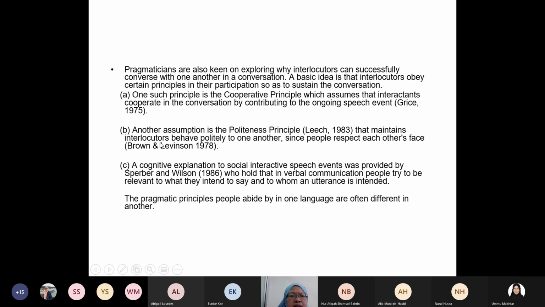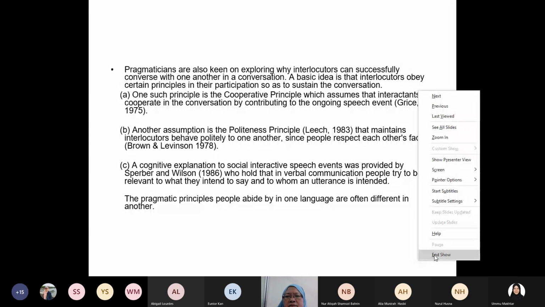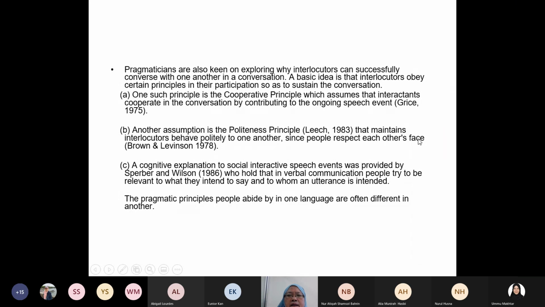So we do this. Another assumption is the politeness principle by Leach, 1983. People respect each other's face. Face ni maksudnya air muka. I think in English it's just face, each other's face. But actually it's just air muka lah. So kita bersangka baik dan kita tak nak jatuhkan air muka orang lain. So bila kita bercakap tu, kita cuba menghormati orang, kita cuba tidak berkata sesuatu yang akan menyebabkan yang kasar.